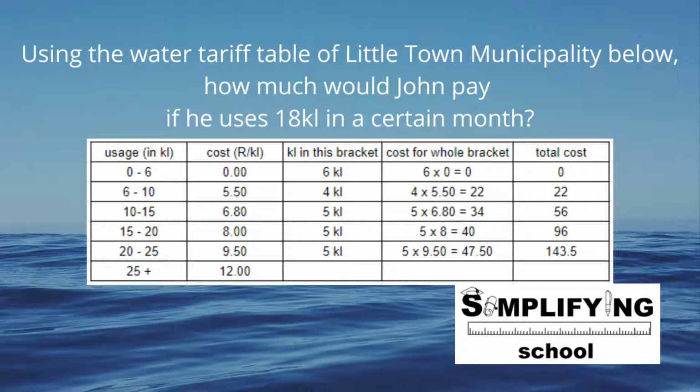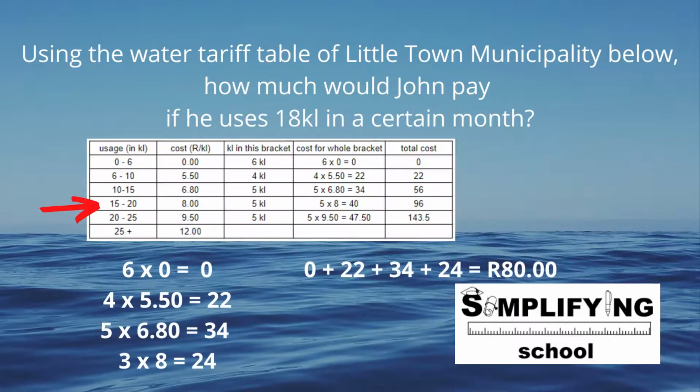Now let's look at the question again. They say that John uses 18 kiloliters and they want us to tell how much he would pay. So he uses everything up to the 15 to 20 kiloliter bracket. If we look at each bracket individually, we see he uses the first 6 kiloliters, which is free. Then in the next bracket he uses 4 kiloliters at 5.50 per kiloliter, so that's 22 rand for the next bracket. Then he uses everything in the 10 to 15 kiloliter bracket, so he would use 5 kiloliters there at a price of 6.80 rand per kiloliter, so that gives me 34 rand.